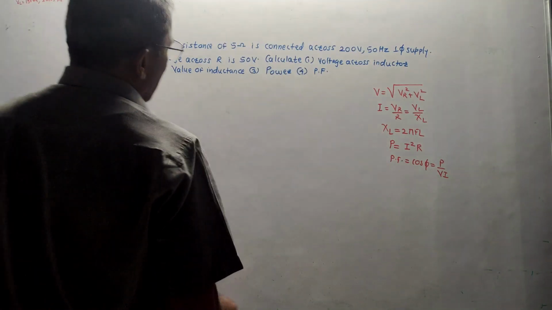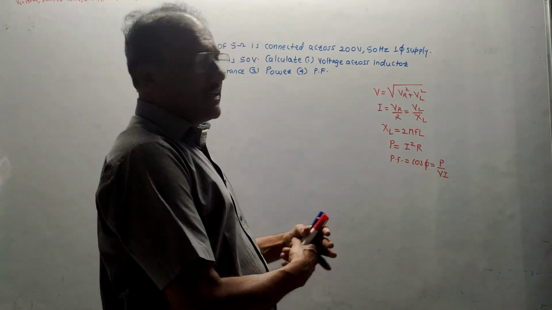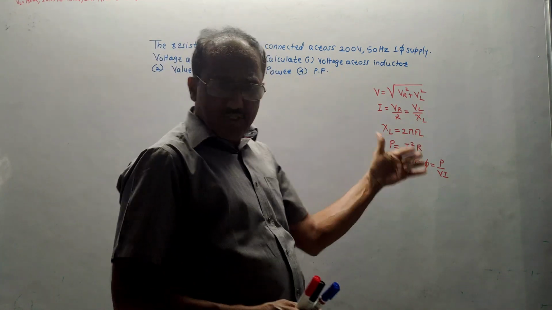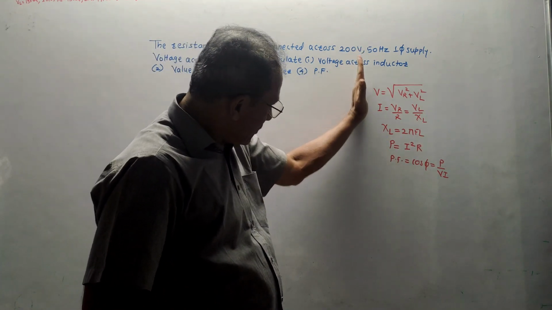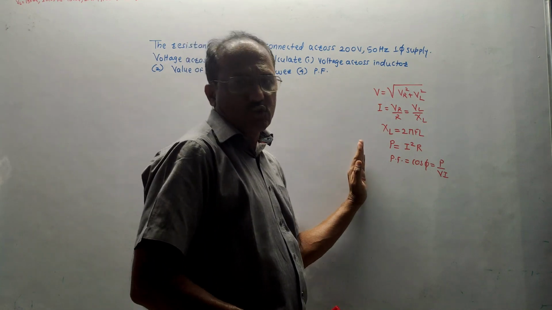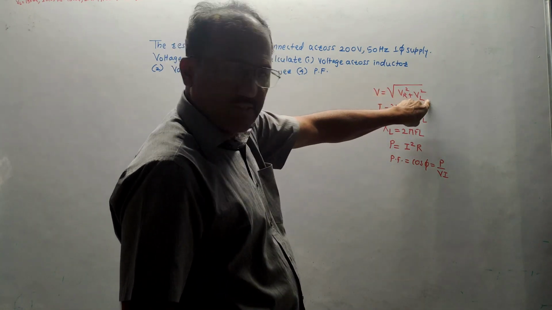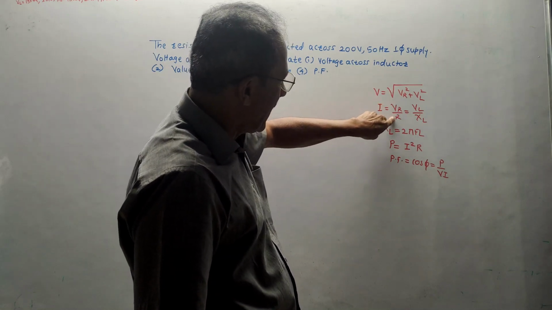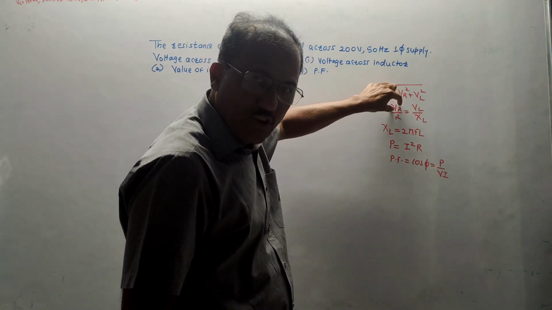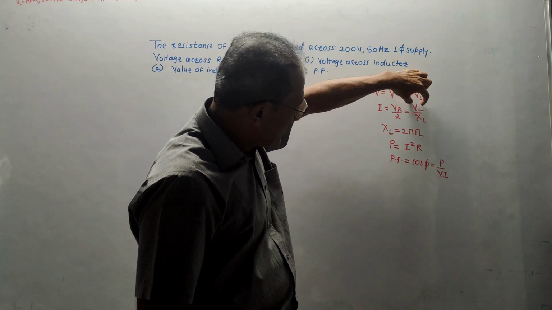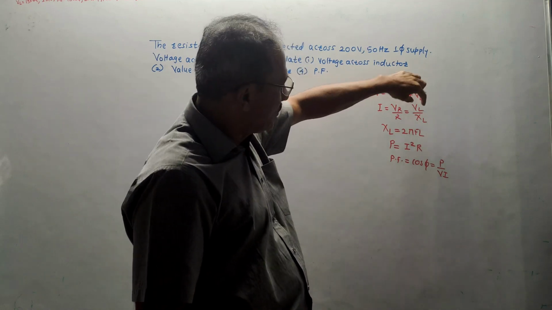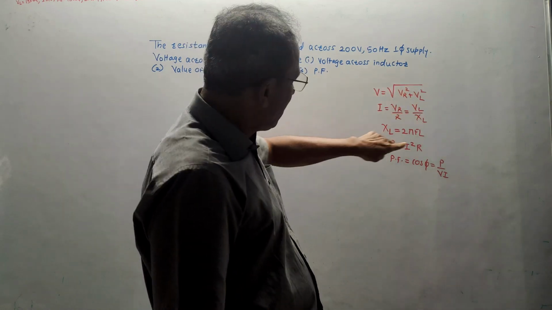Let us discuss one numerical. As far as the numerical part is concerned, almost all numericals are of the same type. I have made a list of formulae which are required to solve the numericals on this part. V is under root of VR square plus VL square. I current is VR upon R, where VR is the voltage across a resistor and R is resistance, which is the same as VL, the voltage across the inductor, upon XL, the reactance of inductance.